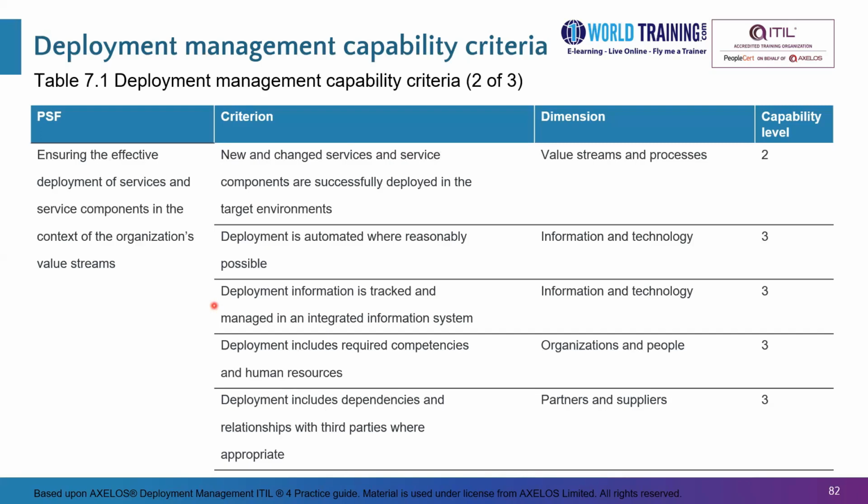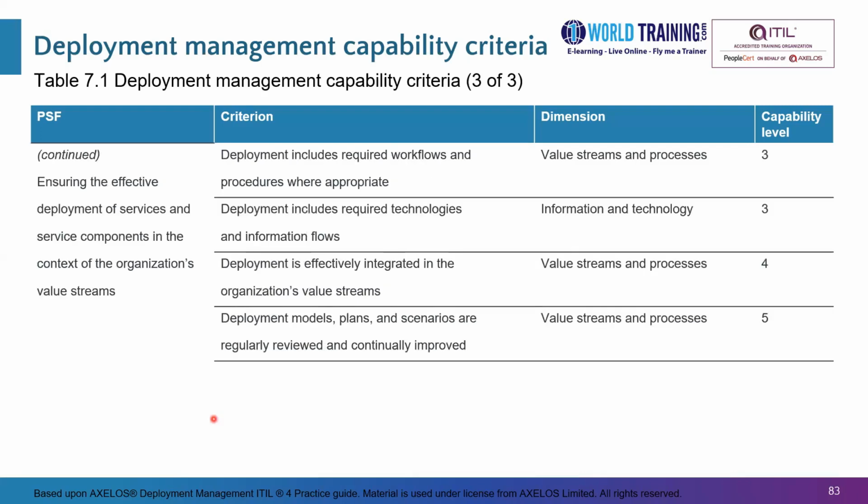the tracking the deployment information. And then at the same level, the competencies and human resources are in place at level 3. Dependencies with third parties, relationships with third parties are in place at level 3, as we know. And at level 3, some unique ones, the workflows and procedures are in place for case-to-case deployment, and technologies and information flows are in place. And though integration with value streams occur at level 3, but here in this practice, it is happening at level 4, as we see in the next entry, wherein deployment is effectively integrated in the organization's value streams.